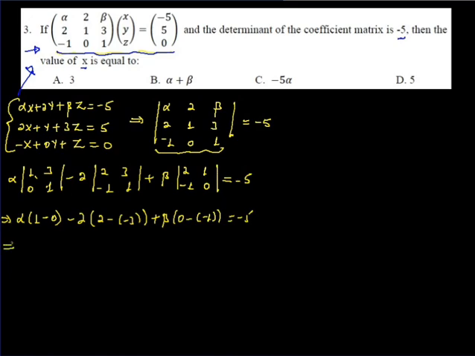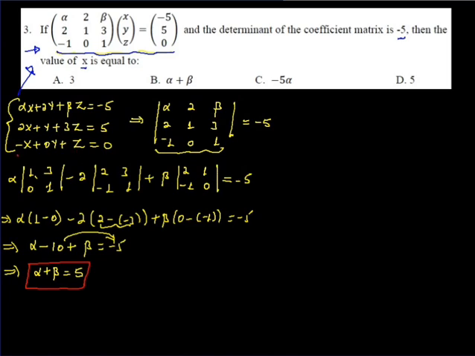So rearranging this, it becomes alpha, this is plus 5 times minus 2 is minus 10, plus beta is equal to minus 5. This means alpha plus beta is 5. Taking this minus 10 to the right, alpha plus beta is 5. So let us keep this thing as it is. We will apply it somewhere.